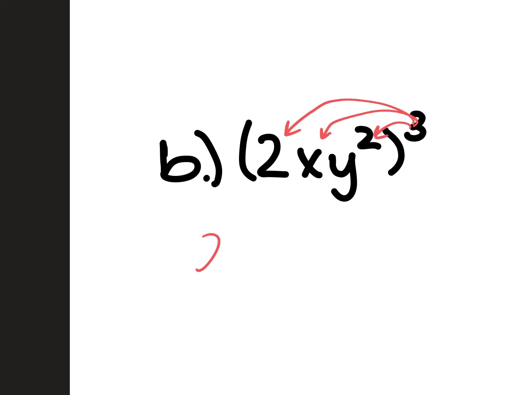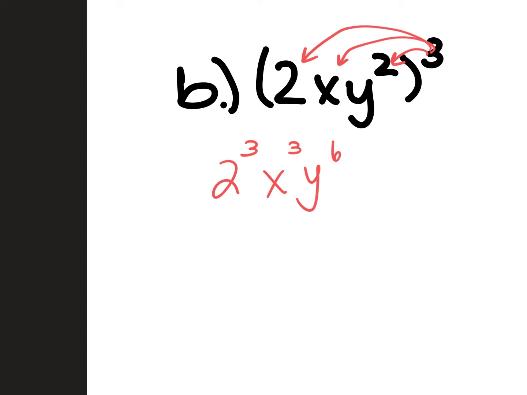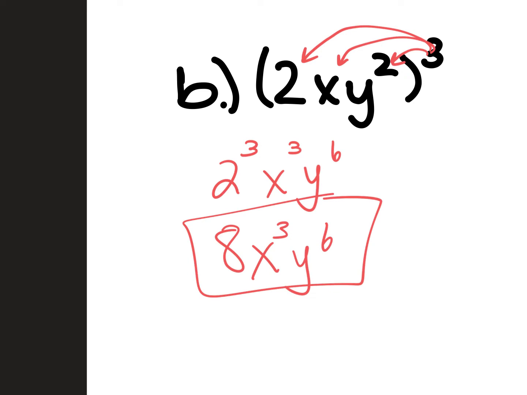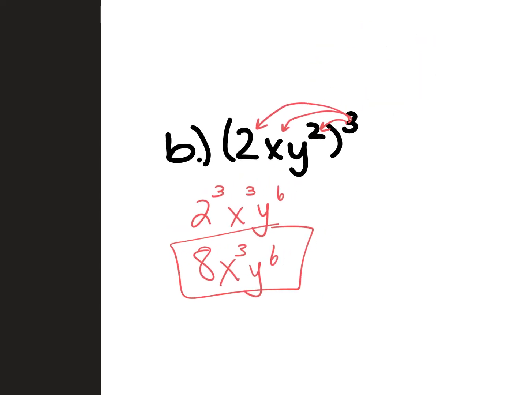So I would rewrite this as 2 to the third, x to the third, y to the what? Ooh, why are we saying 6? Good, you multiply. Power to a power, you multiply. And then what's one piece now that we can simplify? 2 cubed. 2 times 2 is 4 times 2 is 8. So I have 8x cubed, y to the 6. Good job. Very good. All right, let's go on up to C.